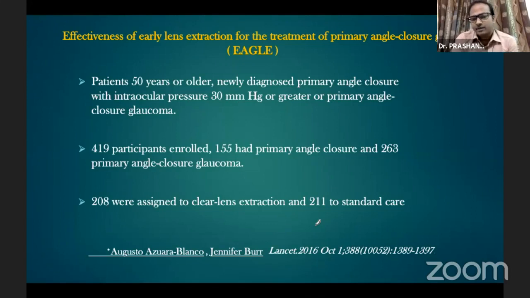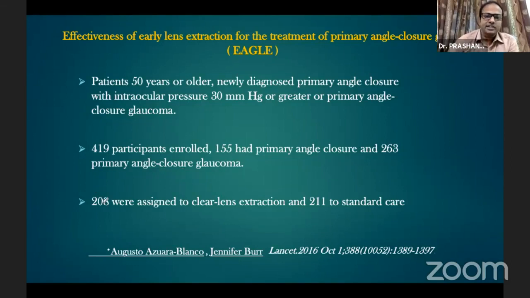So they advocated the role of clear lens extraction over the conventional therapy for the treatment of primary angle closure. They included patients who are more than 50 years of age. It's a multi-centric randomized controlled trial done in five countries and more than 30 centers. They enrolled 419 patients, out of which 155 had primary angle closure and 263 had primary angle closure glaucoma.